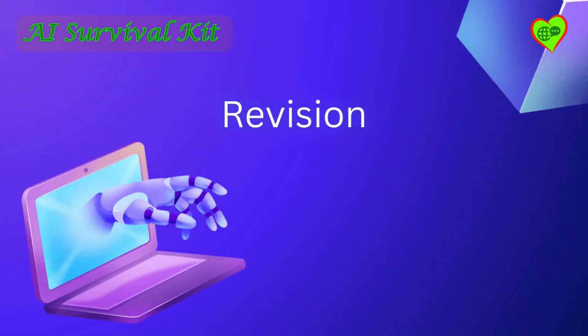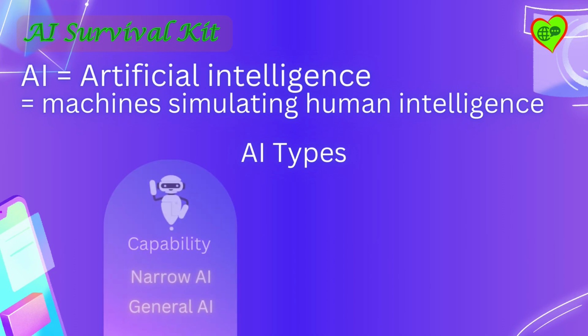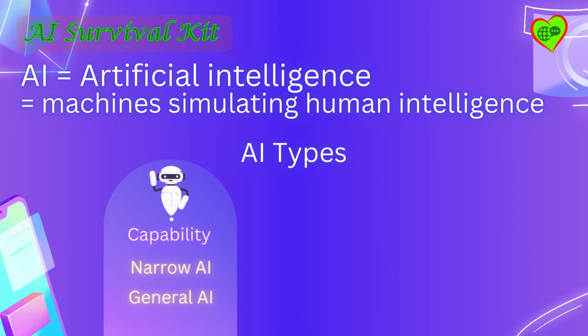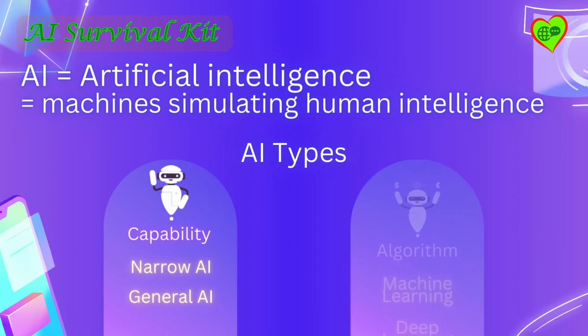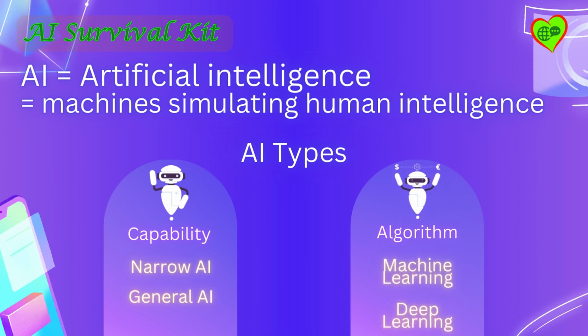Revision: Key terms. AI, artificial intelligence, machines that can simulate human intelligence. Narrow AI versus general AI. Narrow AI excels at specific tasks, while general AI, hypothetical, would be as intelligent as a human. Machine learning (ML): AI learns from data like a student learning from examples. Deep learning, a type of ML using complex algorithms inspired by the human brain.